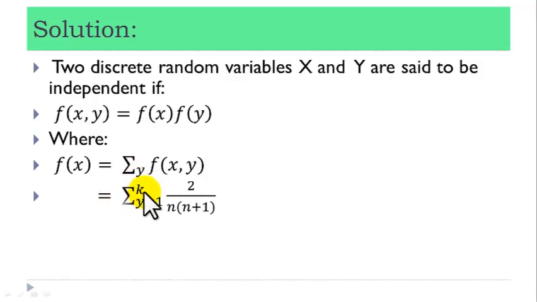This is equal to the sum of 2 over n into n plus 1 for y going from 1 to k. Since this function 2 all over n into n plus 1 is a constant function with respect to y, when we sum this as y goes from 1 to k, that will give us 2k all over n into n plus 1.